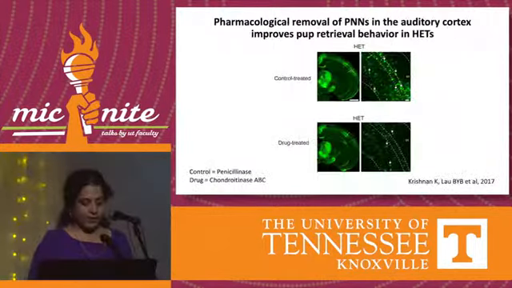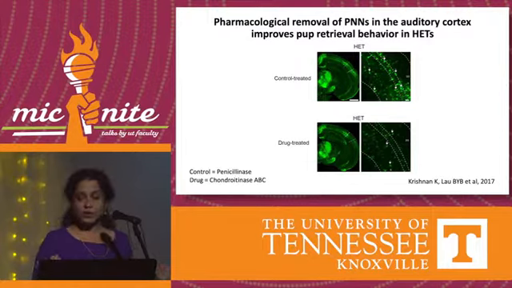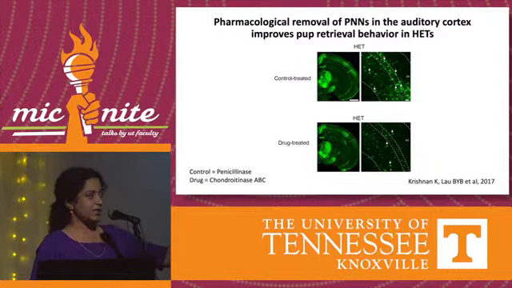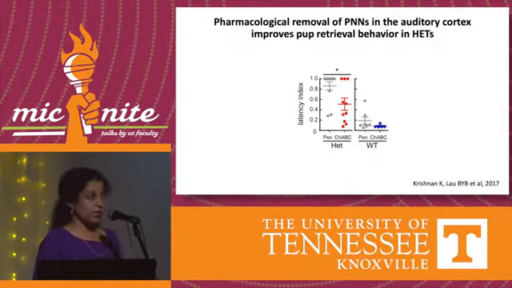Since we had this increased expression of the PNNs in these brains, what we decided to do was to inject something called chondroitinase ABC, which is an enzyme, directly into the brains of these mice, which will reduce the expression of these perineuronal nets. You can see that in the bottom slide, where the expression of the PNNs has actually reduced in these mice. When we did this, we could rescue or improve some of the behavior of these MECP2 heterozygous females in their pup retrieval behavior, shown in the red circles that you're seeing here. Each individual circle is a mouse that had performed this particular behavior.